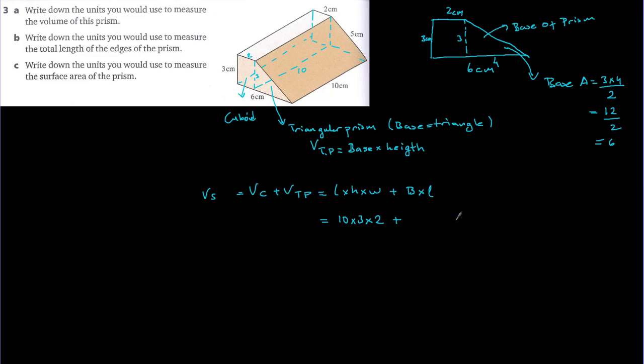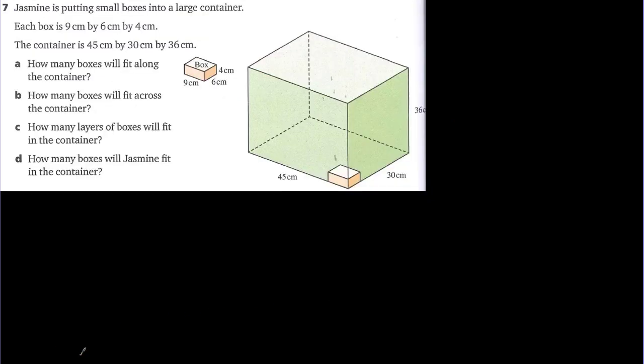You know that one. So it's 6 times the length, which is 10. The answer here is 60 plus 60, so the last one is 120. All the units are centimeters, so we use centimeter cube for the volume of the solid.